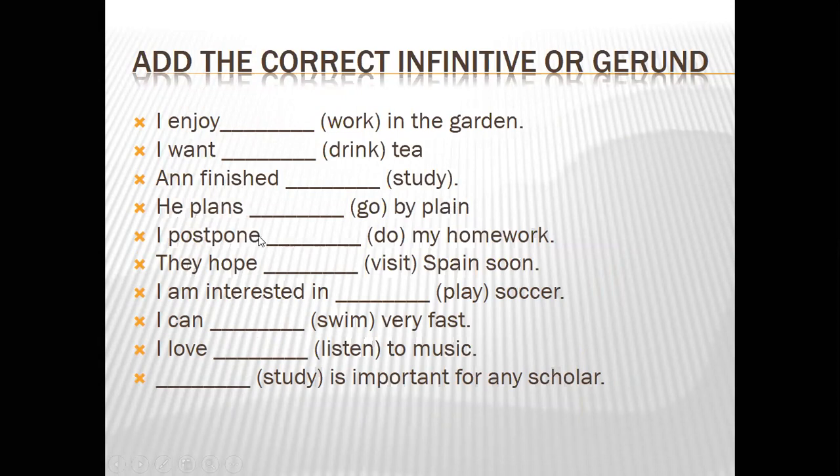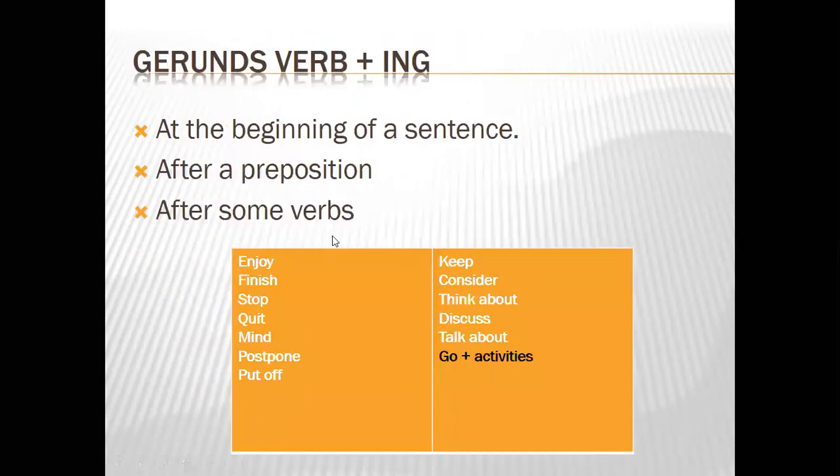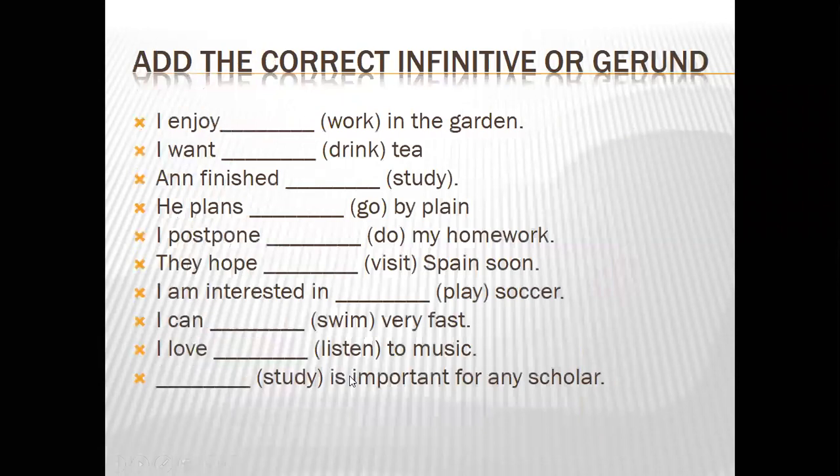I postpone, ing, postpone doing, because postpone, as you may take a look in here, postpone is here in the gerund list. So postpone, I postpone doing. They hope to visit, this is infinitive. I am interested in, cuando tengo preposiciones, el verbo sigue con ing. I am interested in playing soccer. I can swim. Los modales no aplica esta regla, es una excepción simplemente para recordar que con modales nunca pongo tú, ni ing, ni nada. No digo I can to swim, ni digo I can swimming. Es I can swim. Ellos no aplican nada de esto. They are an exception. They are protected, let's say.